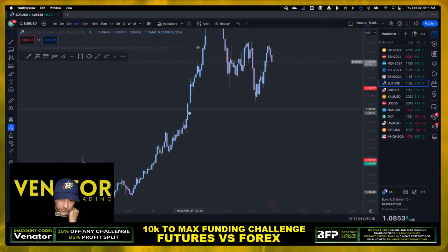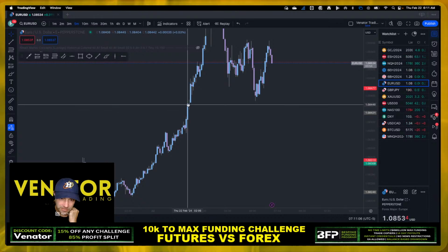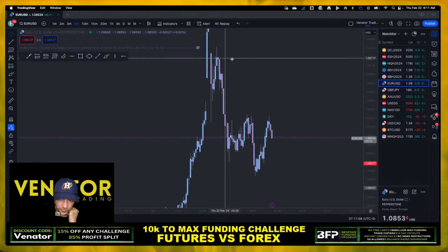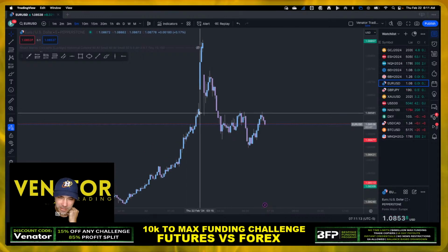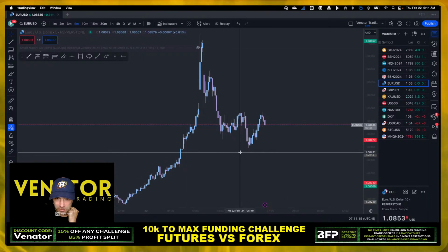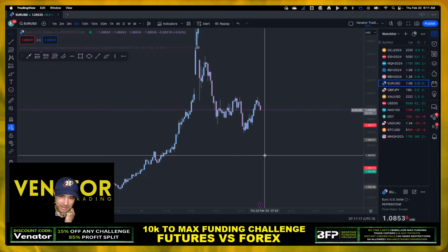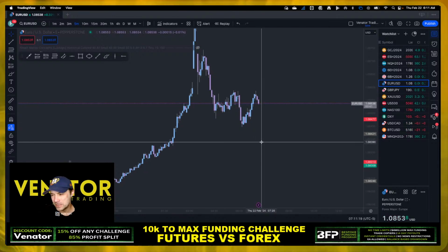Right here, would have easily smashed your 0.5 target. Obviously, it just ran and ran all night. Pulling back now, gapped up here on some news, and it's closed that gap and now trading back below that gap. With the FOMC minutes coming out yesterday saying that they're going to be very cautious about cutting rates.